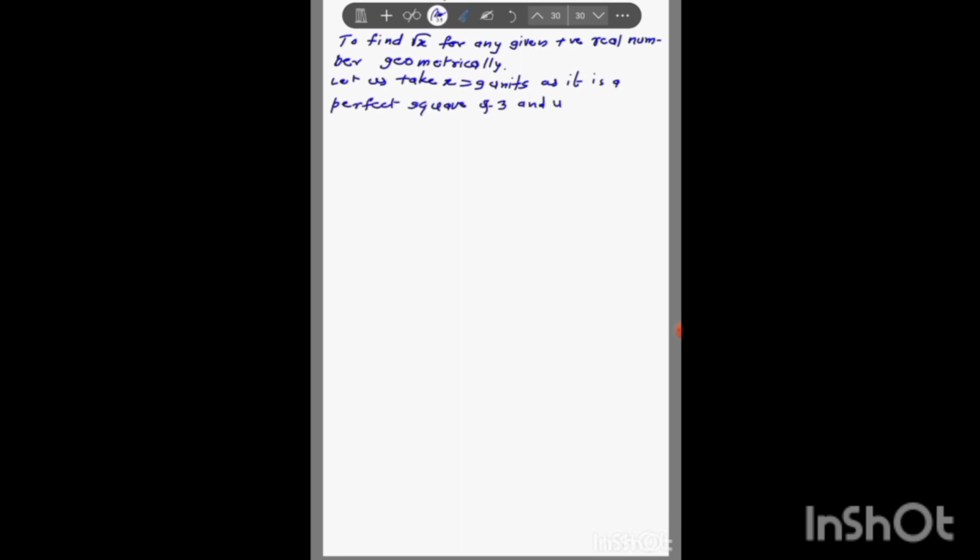We are trying to find out the root x value for any given positive real number. Okay, so we are trying to find it geometrically. So let us take x equal to 9 units or 9 centimeters for simplicity, which is a perfect square of 3. We are taking this just as a simple example, and try to solve it the way we have to solve.